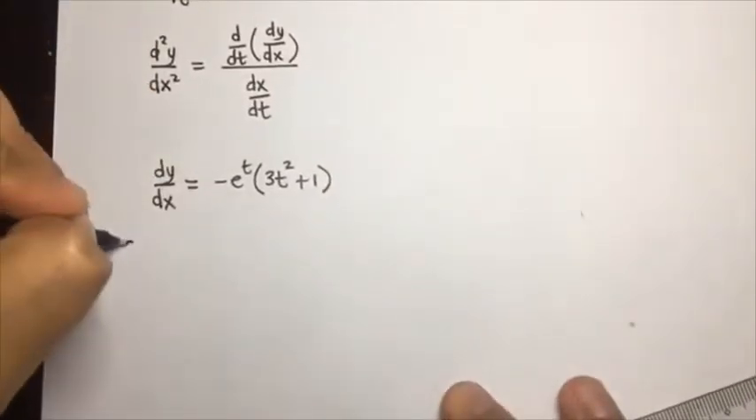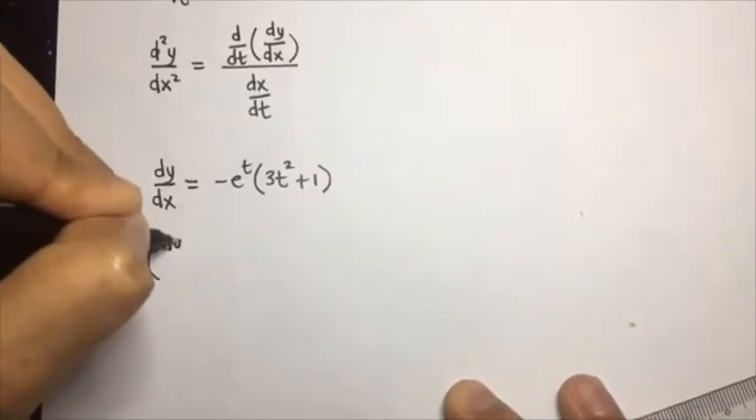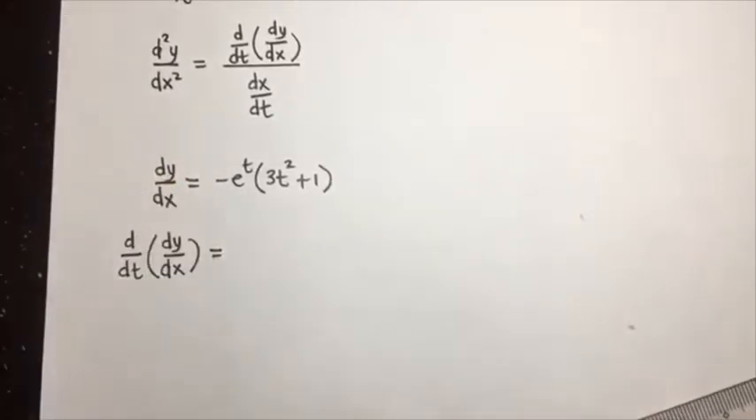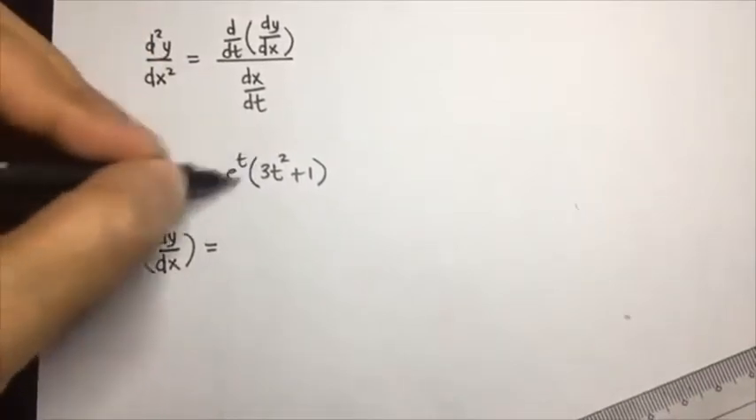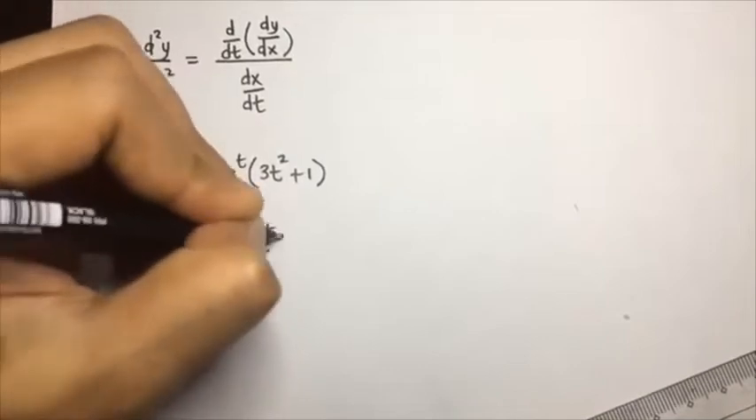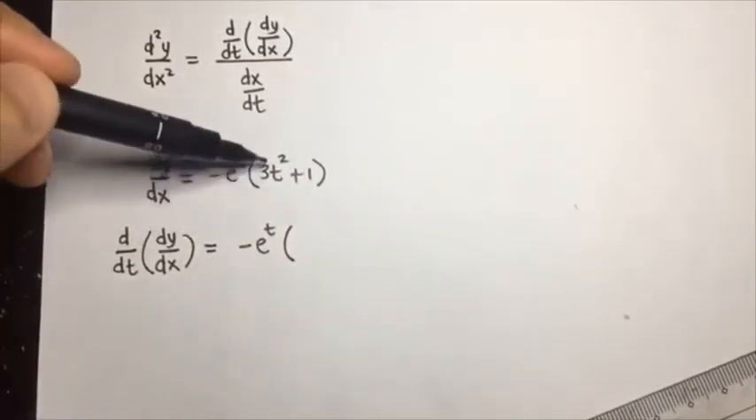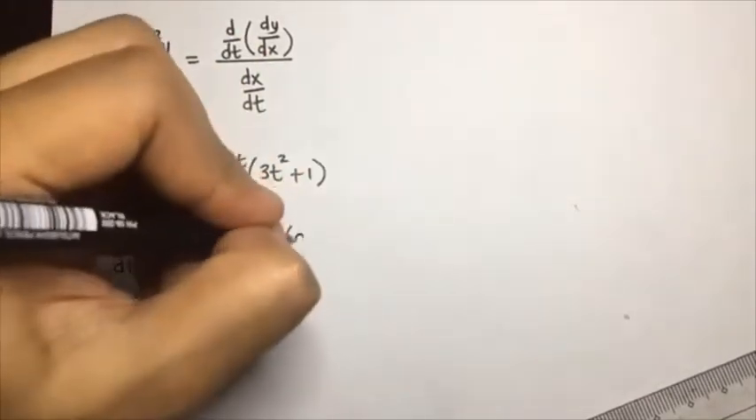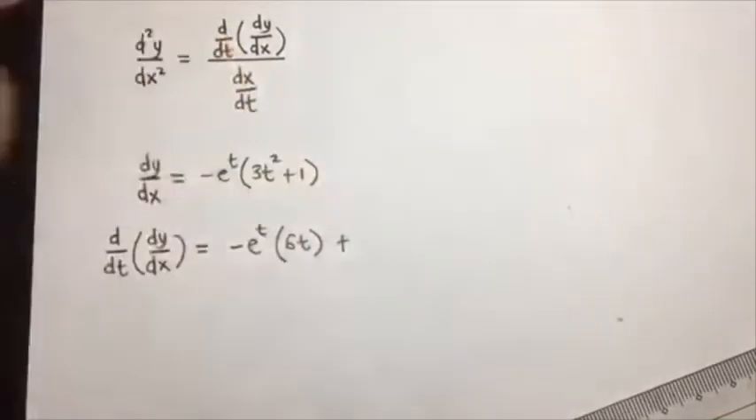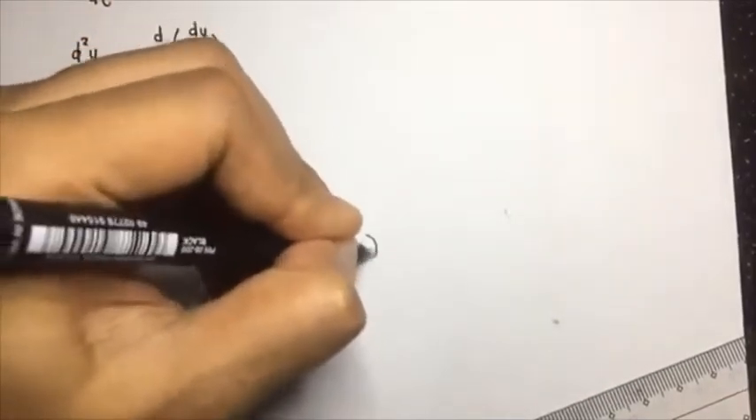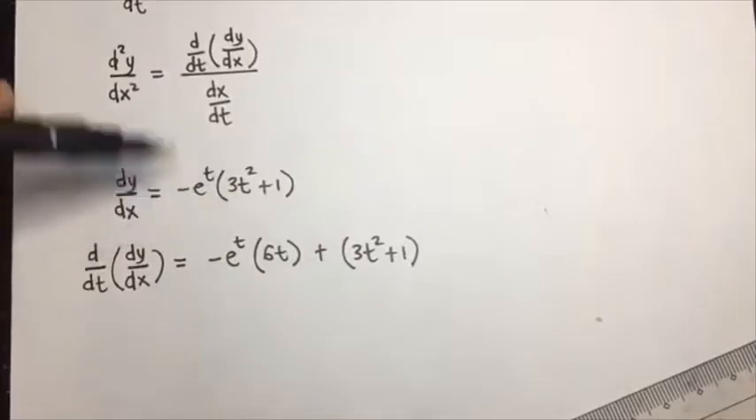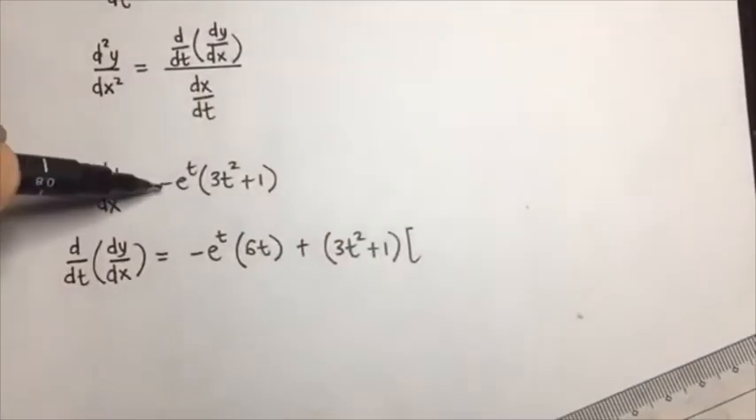Okay, so its derivative with respect to t is equal to, we can use the product rule for this. So copy the first term, negative e to the t, multiplied by the derivative of the second factor. So the derivative of 3t squared plus 1 is 6t. Plus, copy the second factor, 3t squared plus 1, multiplied by the derivative of negative e to the t. So the derivative of negative e raised to t is copy negative e raised to t and then multiply it by the derivative of the exponent, so times 1.